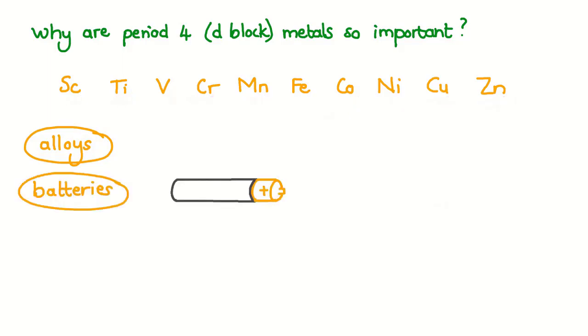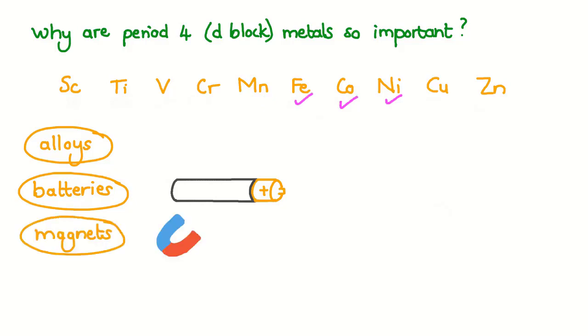Some of these metals are useful in batteries. Worldwide, the trend is to find alternative energy sources and energy storage systems. We don't want to rely on fossil fuels for energy. Batteries are a big part of this. Manganese, cobalt, nickel, copper, and zinc are all components of modern batteries. Iron, cobalt, and nickel are used in magnets. We'll see just now how important magnets are in many devices.